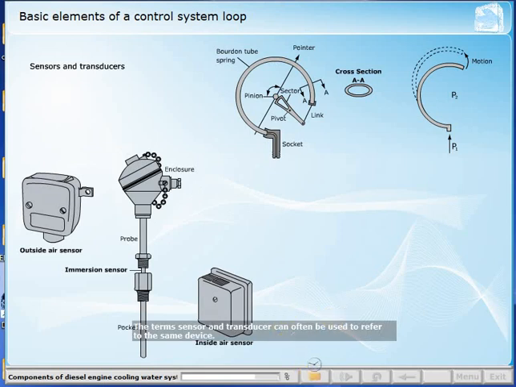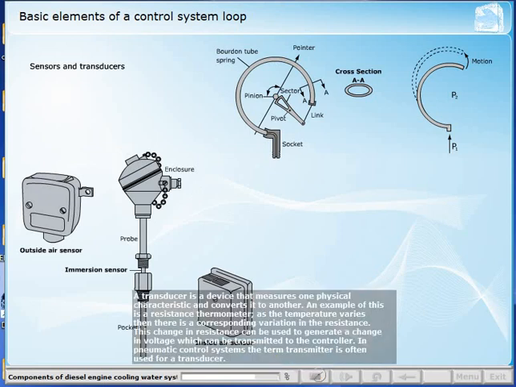The terms sensor and transducer can often be used to refer to the same device. A transducer is a device that measures one physical characteristic and converts it to another. An example of this is a resistance thermometer. As the temperature varies, there is a corresponding variation in the resistance. This change in resistance can be used to generate a change in voltage, which can be transmitted to the controller. In pneumatic control systems, the term transmitter is often used for a transducer.